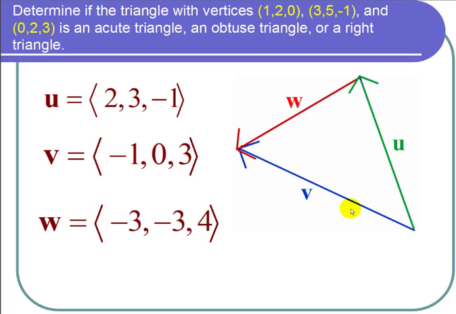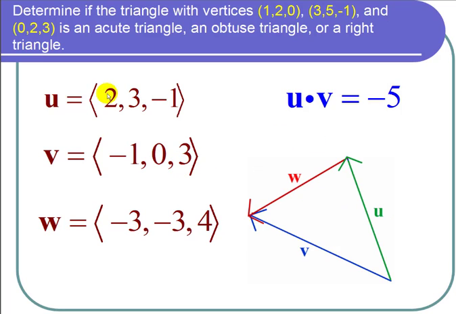So let's consider this angle right here. And to find the cosine of that angle, I'm going to take u and dot it with v and divide by the magnitude of u times the magnitude of v. In particular, if I take u dot v, I get 2 times negative 1 plus 3 times 0 plus negative 1 times 3, and I get negative 5.